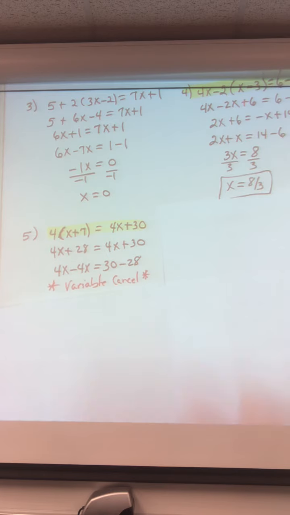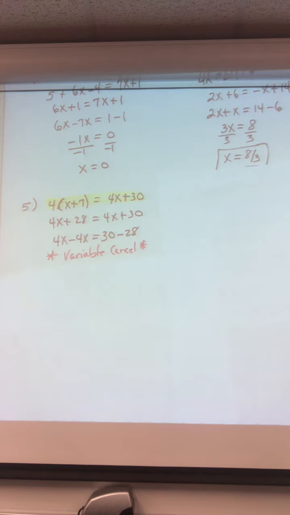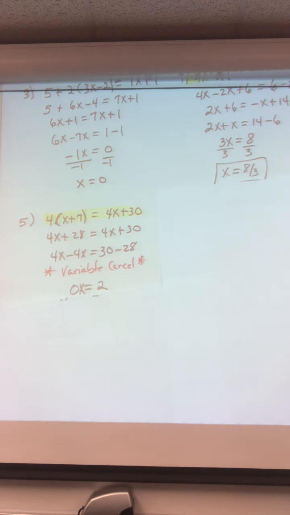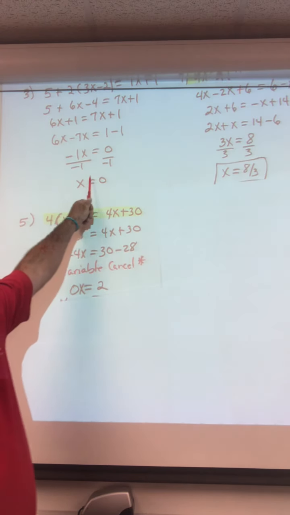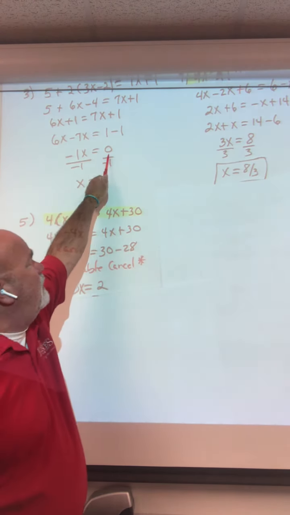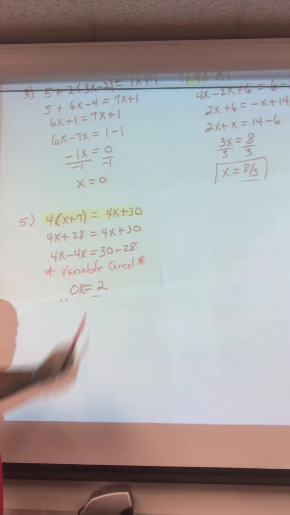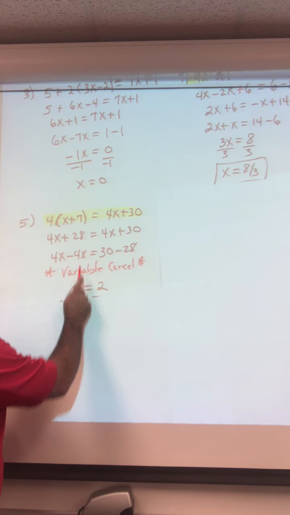Now, what happens here that has not happened in any of the problems before? The variables cancel. So I've got 0x. Now you say, well, Mr. Rayner, right up here in problem number 3, the variables canceled. No, they didn't. The numbers canceled, but the variables didn't. In this one, 4x minus 4x.